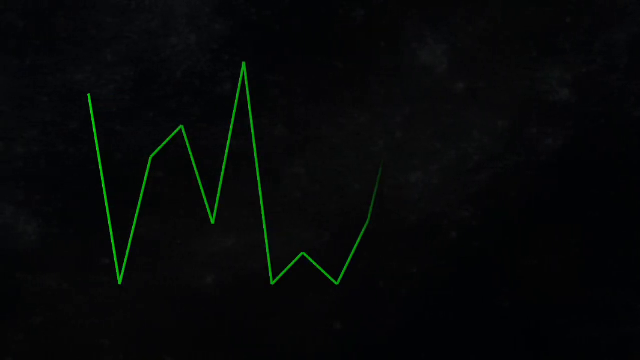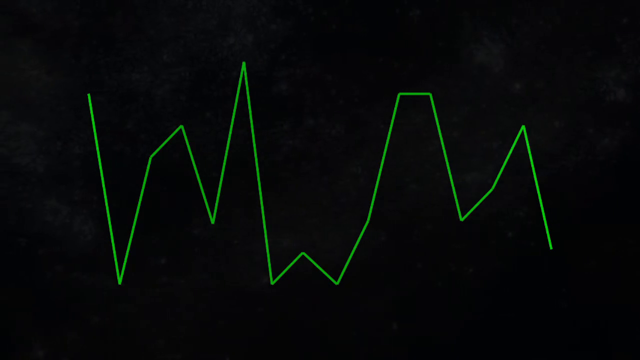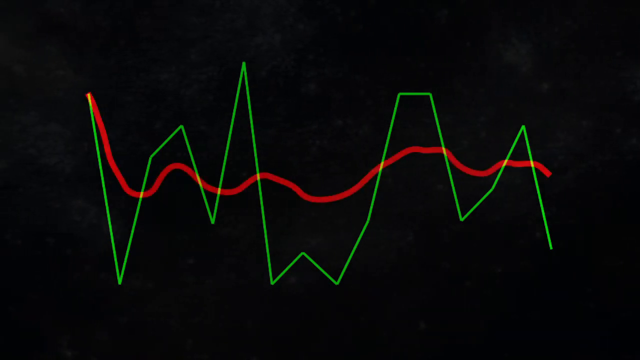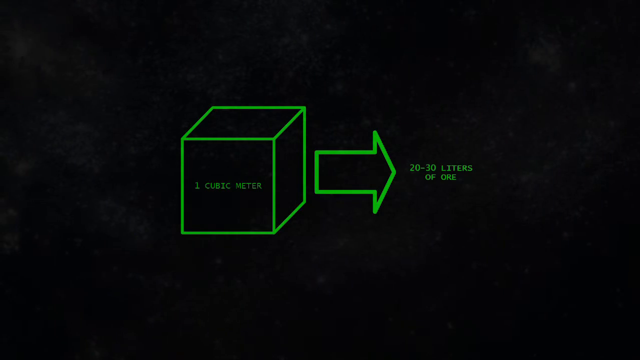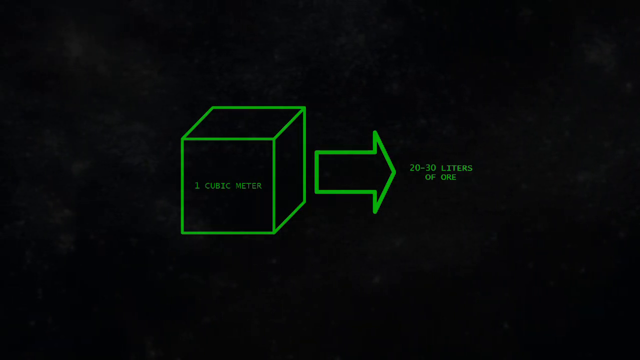So how much ore does a drill recover? The answer to this is that there's a very strong random factor on the amount of ore you'll see out of any particular vertex mined by the drill. Using statistics, though, we can get an approximate answer. A small ship miner will recover 20 to 30 liters of ore for every cubic meter it mines.